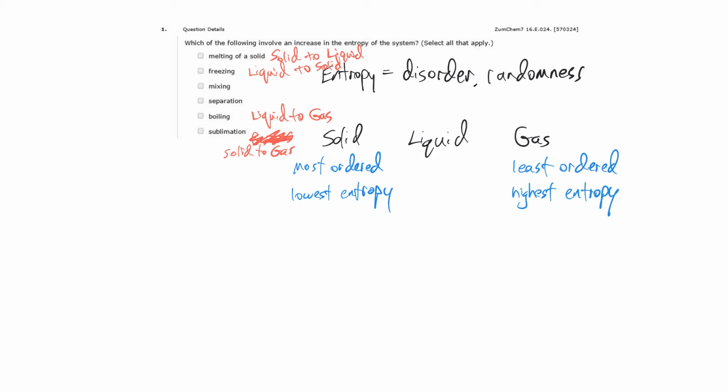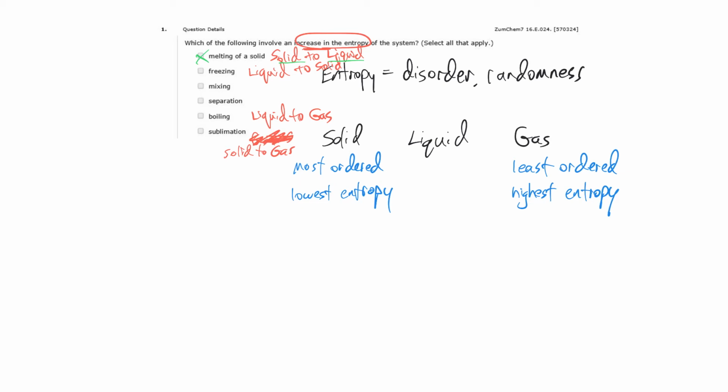Okay, so which of those are movements from less entropy to more entropy? This question is asking about which of these involve an increase in entropy. Well, let's see, solid to liquid. That's a movement from a lower entropy state to at least a medium entropy state. That would make this a good choice. So I would check the box for melting. Liquid to solid goes the other way. That's going from a medium entropy state to a lower entropy state. So I would not check the box for freezing.